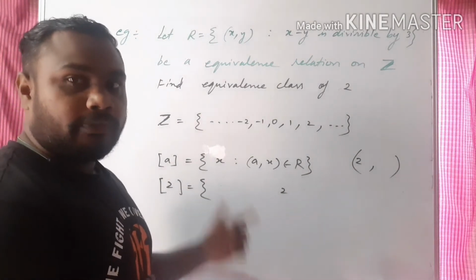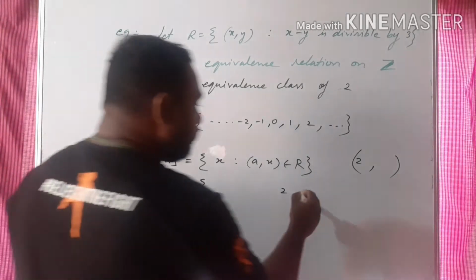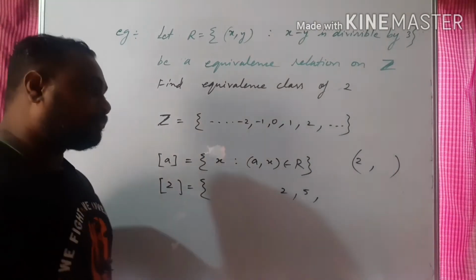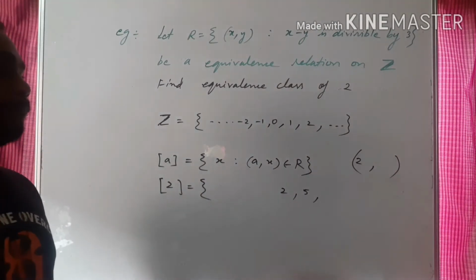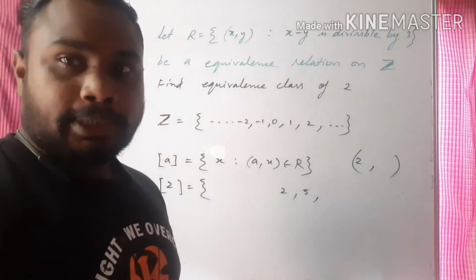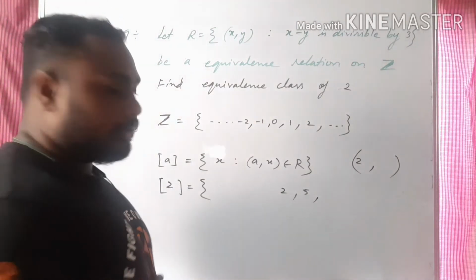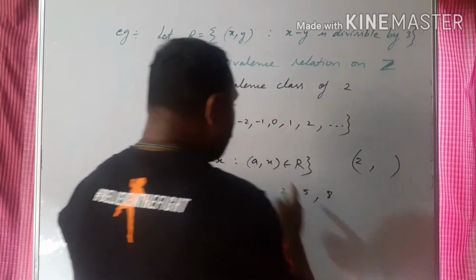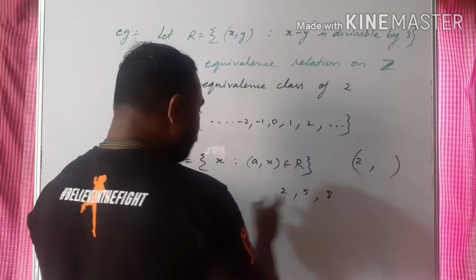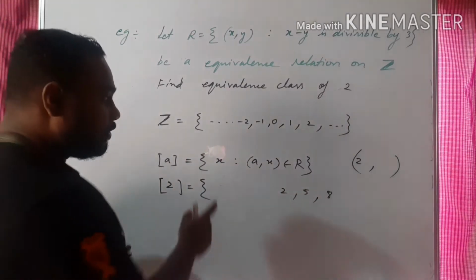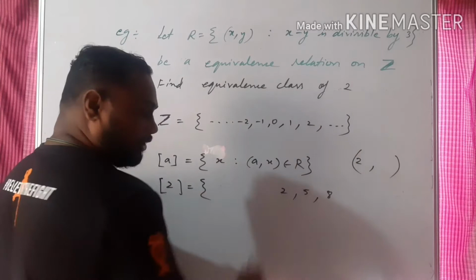Minus 3, so divisible by 3, isn't it? So I can take 5 like that. 2 minus again how much? 2 minus 8 will be 6, divisible by 3. So I can write here 2 minus 8. These are the x values. So x values will be the class of 2. Okay, so I am writing the values of x here.